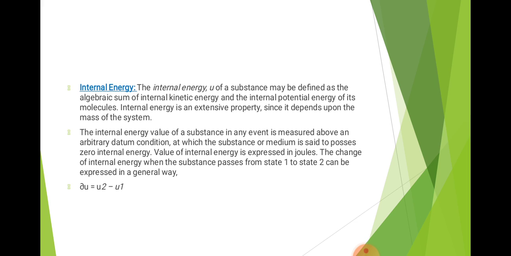So the change of internal energy when the substance passes from state 1 to state 2 can be expressed in a general way, and it can be obtained by delta U is equal to the energy possessed at state 2 minus the energy possessed at state 1, U2 minus U1 is equal to delta U.